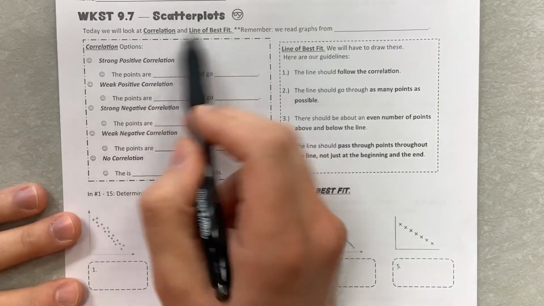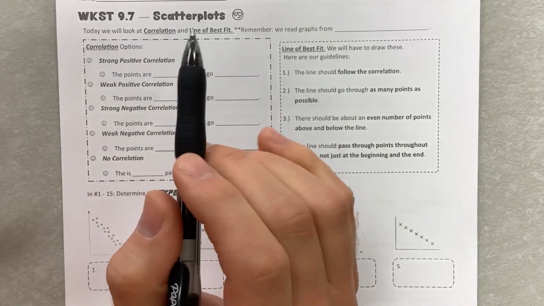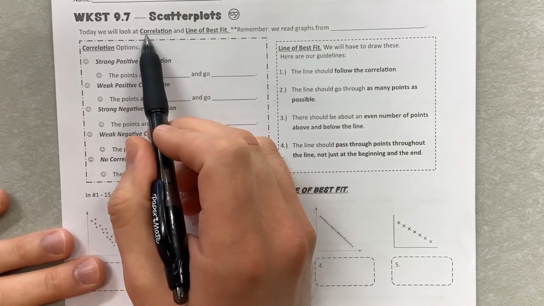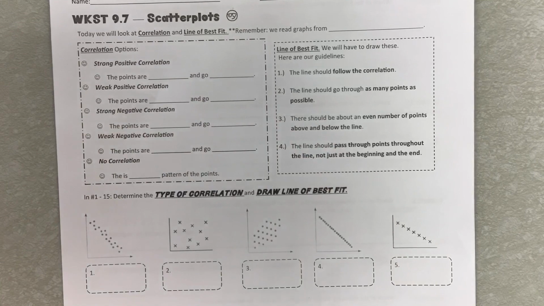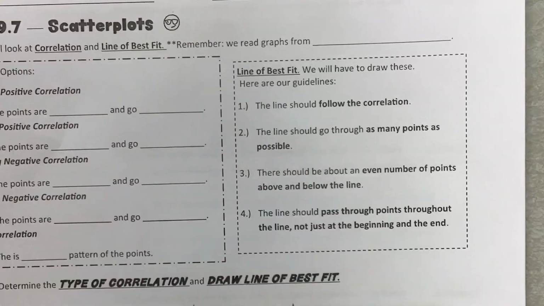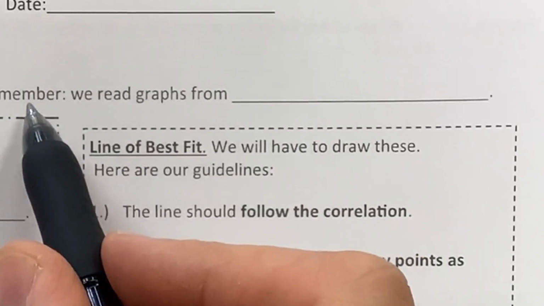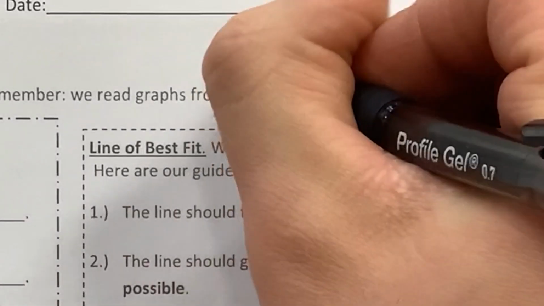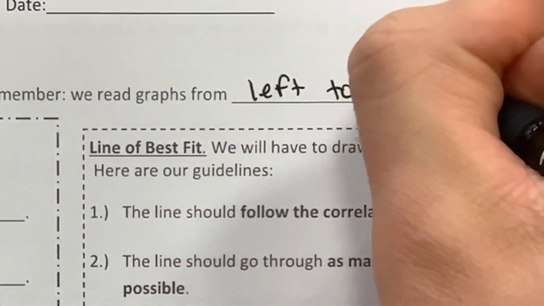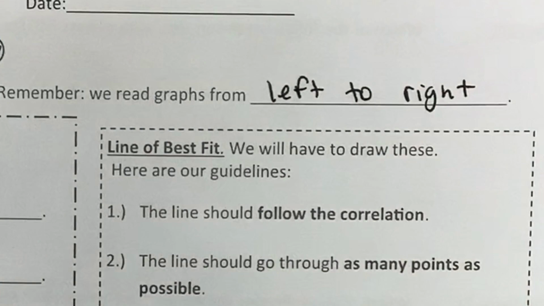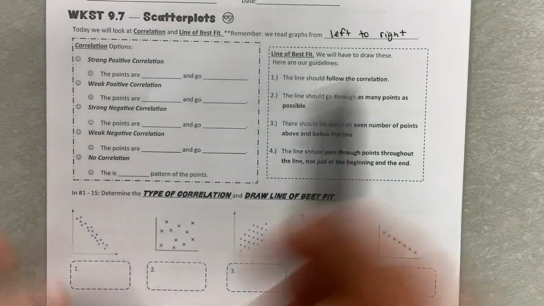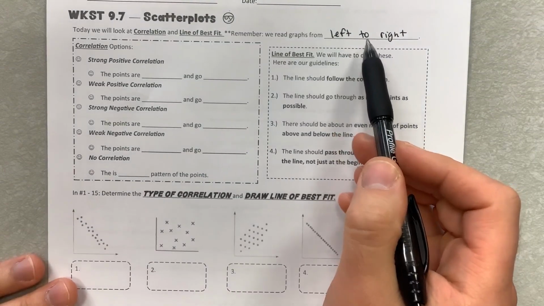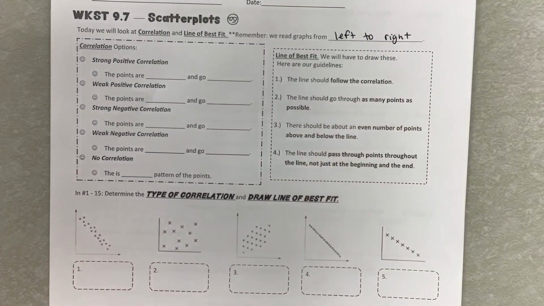But anyways, we're talking about some scatterplots. More specifically, how to describe them using correlation and line of best fit to further understand our scatterplots. With that said, one thing I want you to remember is we read graphs from left to right. I'll say that a million times, but as we're using these new vocabulary words and definitions to describe these scatterplots, make sure we're going from left to right as we're referencing if a line's going up, down, whatever.